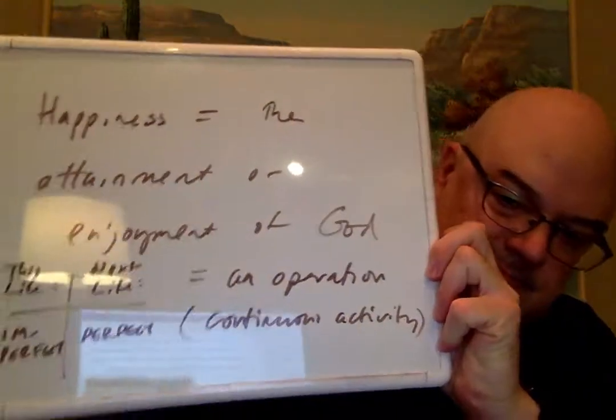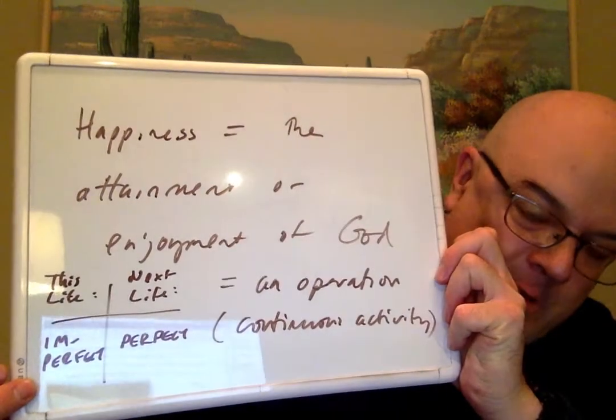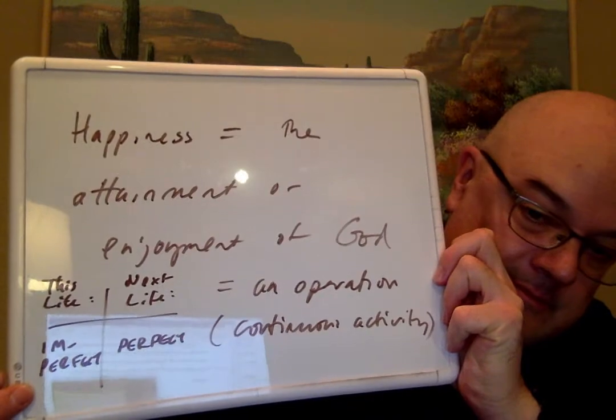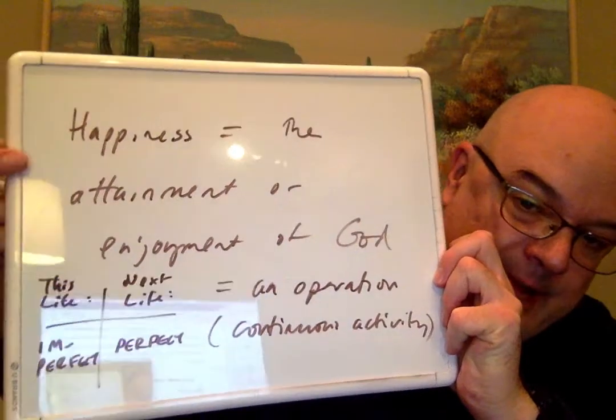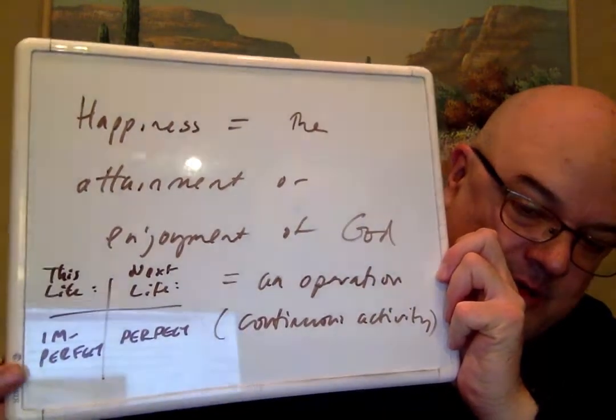So you get this division in Aquinas between the happiness of this life and the happiness of the next life. In this life, happiness is imperfect, but in the next life, it will be perfect. And this imperfect happiness, as we'll see, is essentially the acquiring of virtue, the righteousness of the will that will enable one to attain and enjoy God. But that's only ever imperfectly achieved in this life.